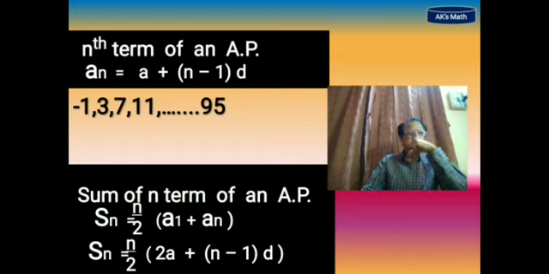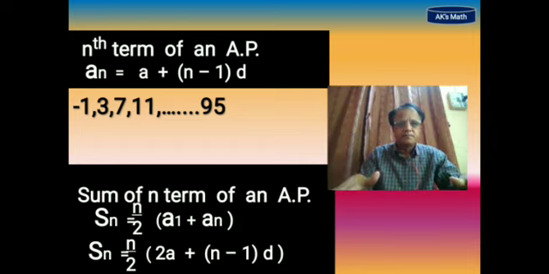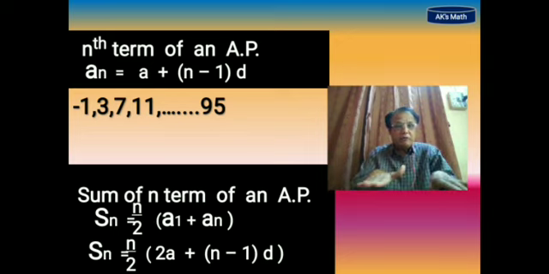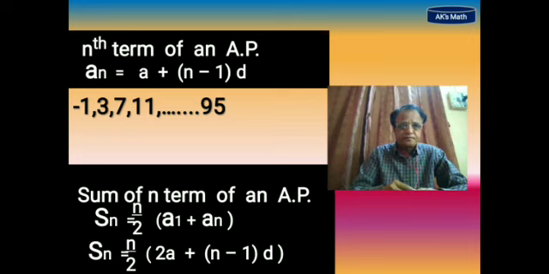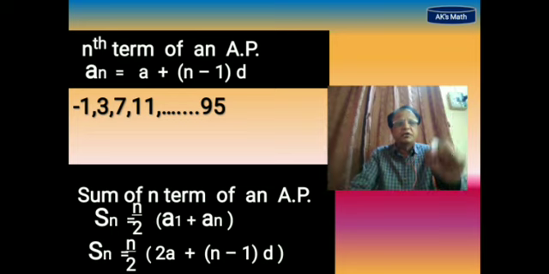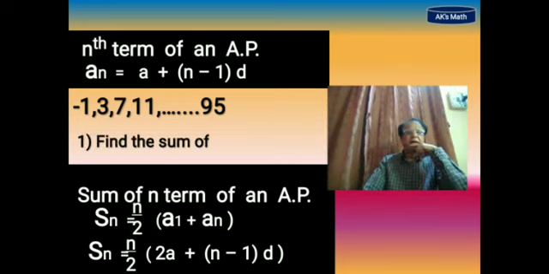Look at the above example which is shown on the board. -1, 3, 7, 11 ... 95. So now we have to find the sum of this too. -1, 3, 7, 11 keeps increasing up to the number 95. We do not yet know how many numbers are in it. And the question is, find the sum of the first 25 terms of this AP. The question may be like this. Look at this one. Find the sum of 25 terms of the AP.